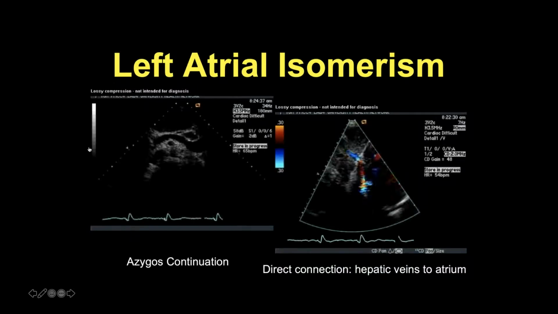So that's again another patient. It's a subcostal view. You see here, there's the spine here. There's no IVC, and there's a vessel crossing here next to the spine, that's the azygos vein. And there's no IVC, and the hepatic veins directly connect to the right-sided atrium. That's a patient with left isomerism.